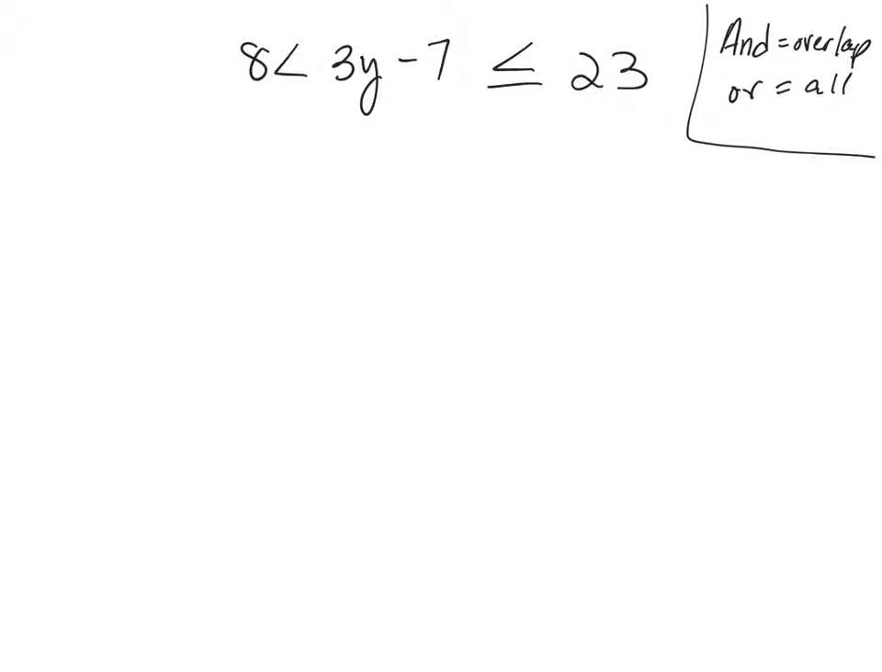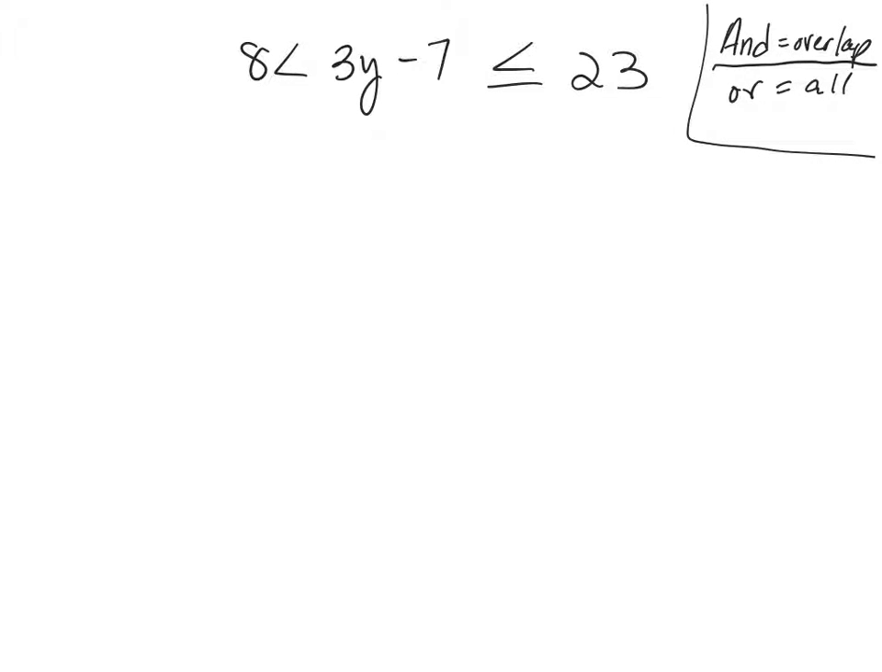So this is going to be an and question because 3y minus 7 has to be greater than 8 and less than or equal to 23. So whenever you see a sandwich question, that is an and question, okay? So since and is overlap, I'll show you how to do it.